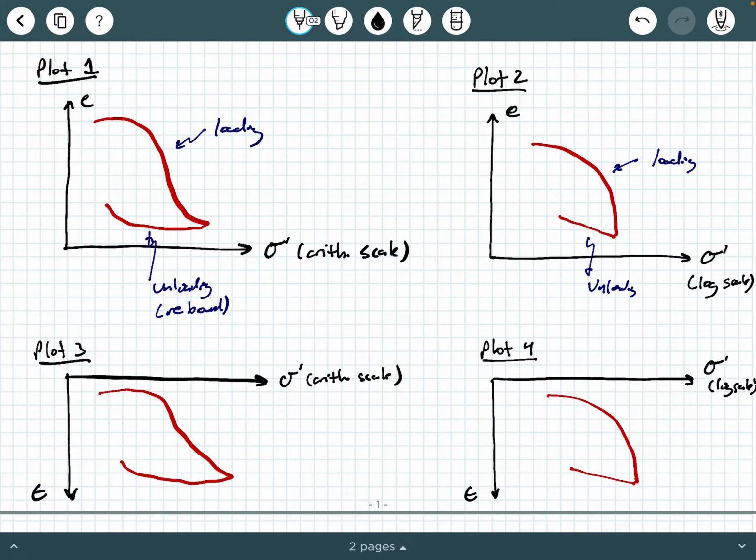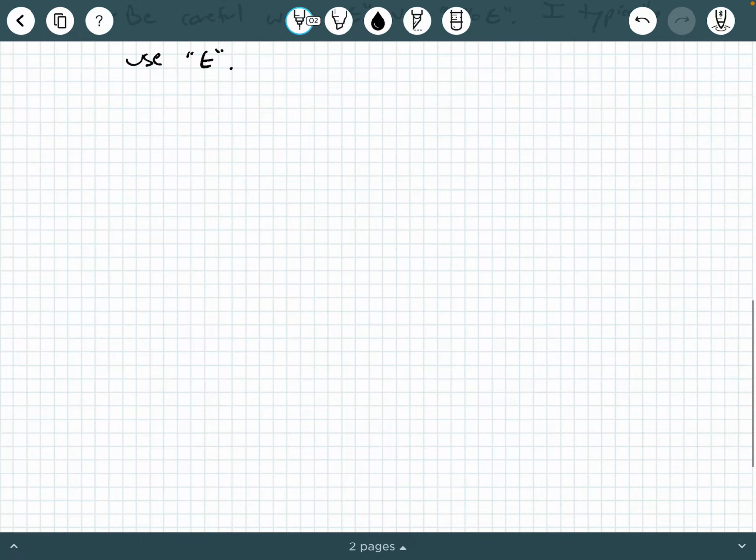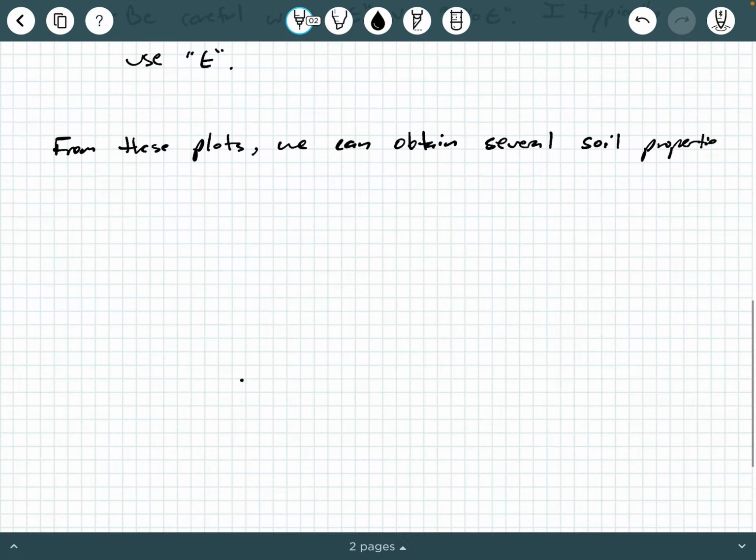So what information can we get from these plots? Well, let's talk about that, okay? From these plots, we can obtain several soil properties, okay? So let's talk about plot 1, okay? Plot 1, and if you remember plot 1, what was that? Well, that was E versus sigma prime on an arithmetic scale, okay?